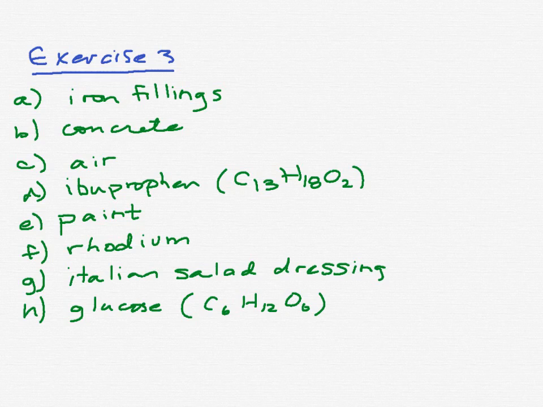Okay, part A says iron filings. Now that simply is a sample of iron that's been shaved with some type of machining down to little small pieces of iron. It is still iron, therefore it would be an example of a pure substance, specifically an element.